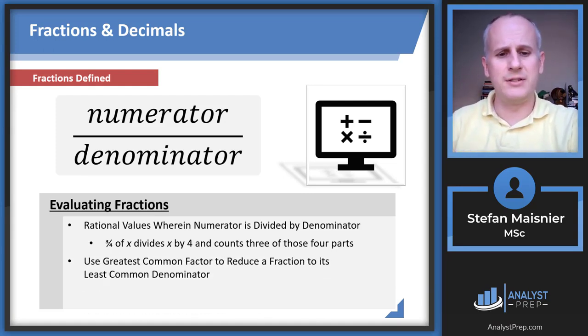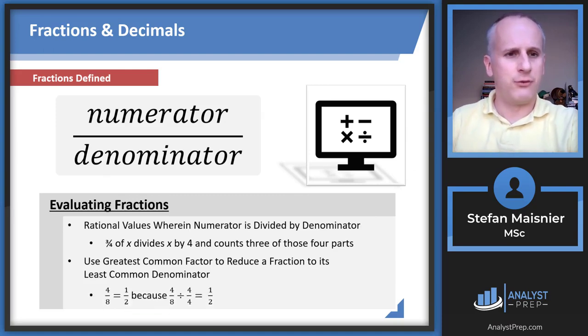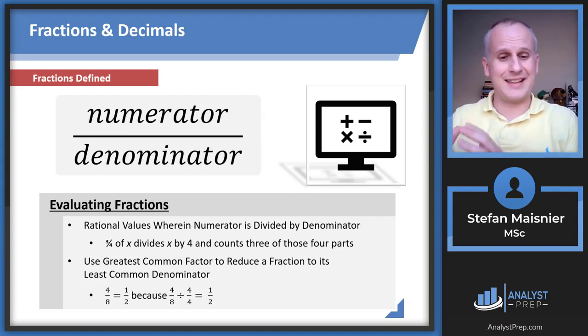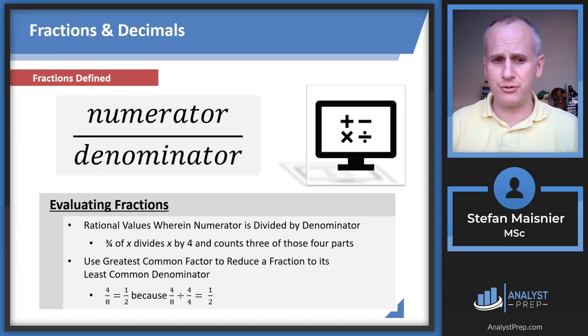Now, you can always use your greatest common factor to reduce a fraction to what is known as its least common denominator. So 4/8 is going to be equal to 1/2 because you can divide the fraction 4/8 by 4/4, which is 1, to produce 1/2, because dividing by 1 produces the value itself. And so 4 divided by 4 itself is 1. So that's how you can reduce your fractions, basically by canceling out. This is just the long definition of what you're truly doing when you cancel out fractions.